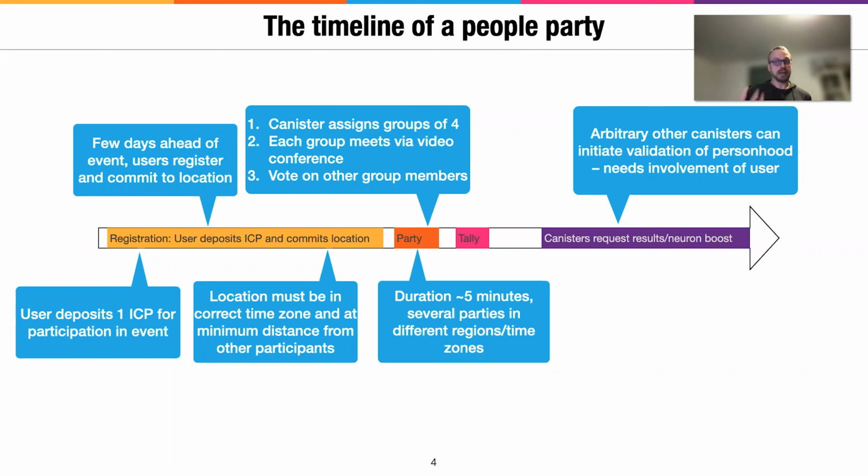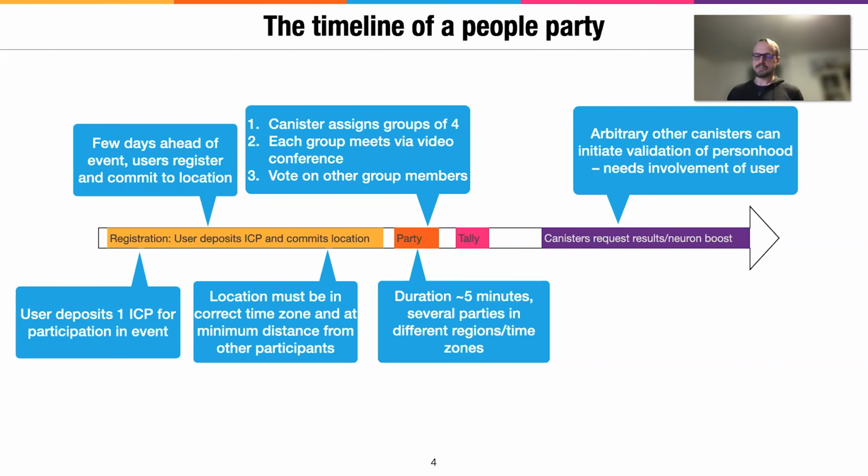And it must be at a minimum distance from other participants. The reason, again, is that you should not be able to prove that you're in 2 locations, which would be very easy if those locations were just like 10 feet apart. So instead, we will have some minimum distance, maybe a few hundred meters or so, so that it's impossible for one participant to successfully prove 2 locations during the same people party.